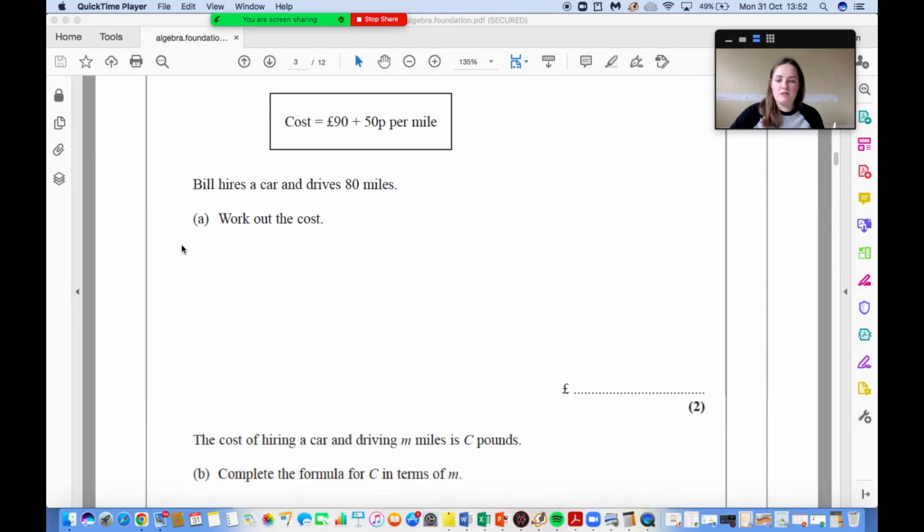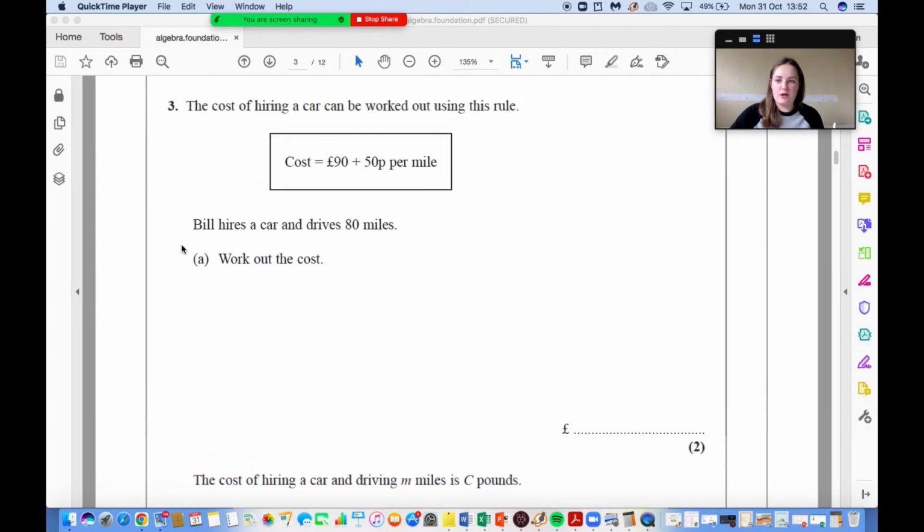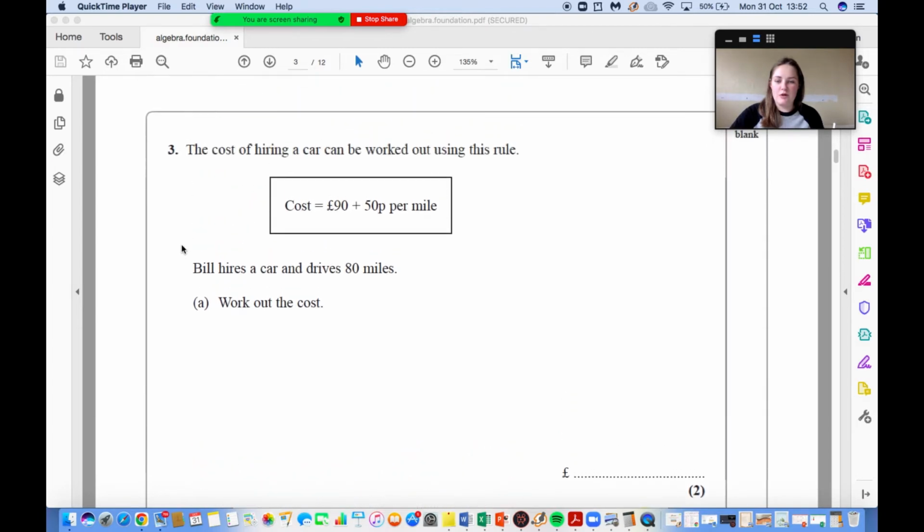Question 3. We can't fit both on, I don't think. So let's just do part A first. Alright. So the cost of hiring a car can be worked out using this rule. The cost is £90 plus 50 pence per mile. Bill hires a car and drives 80 miles. Work out the cost. Okay? So, what you need to do then, pause the video and have a go, and then I'll go through it.